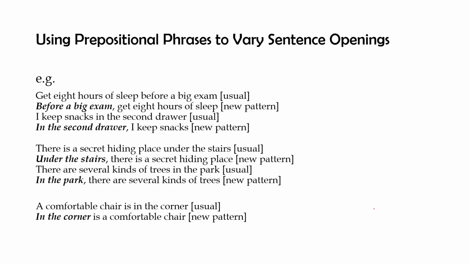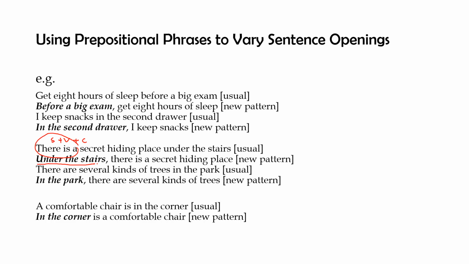Moving a prepositional phrase is also possible in sentences beginning with there is, there are, and there was or there were. Like, there is a secret hiding place under the stairs. It is a very usual pattern because it contains subject plus verb plus complement. To vary the sentence opening, you may use a prepositional phrase: under the stairs there is a secret hiding place.